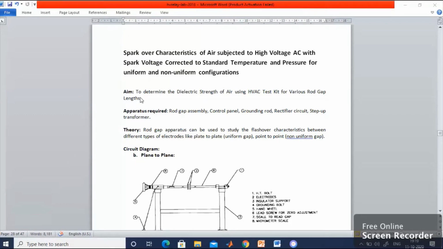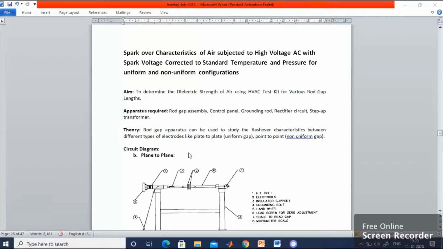The ultimate aim of the experiment is to determine the dielectric strength of air using the high voltage AC test kit for various rod lengths. We require a rod gap assembly, control panel, grounding rod, rectifier circuit and step-up transformer. For doing HVAC, we don't require a rectifier circuit. If you want to do HVDC, for that purpose, we require a rectifier unit.